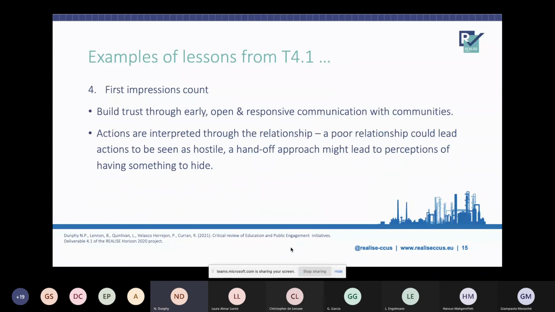First impressions count, and no more so than when you're talking about infrastructure development. You build trust through early, open, and responsive communication with communities. Actions by a developer are interpreted through the relationship. A poor relationship could lead to actions being seen as hostile. A hands-off approach might lead to perceptions of the developer having something to hide. So it's very important to build that first impression, and build a good relationship early on.